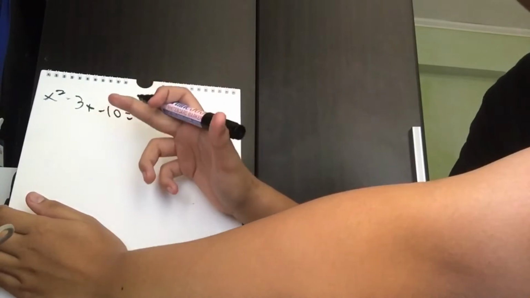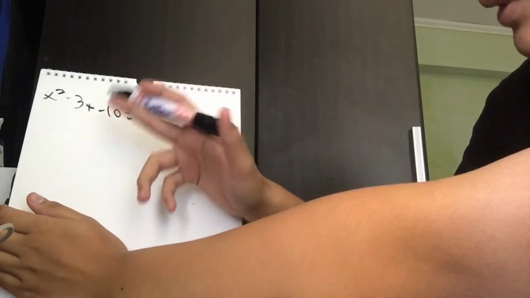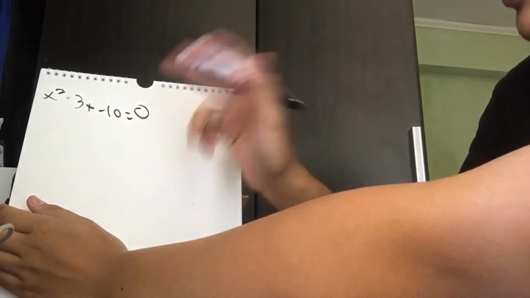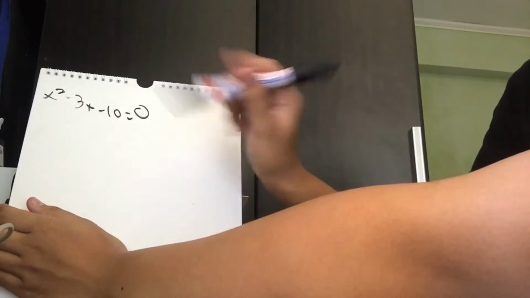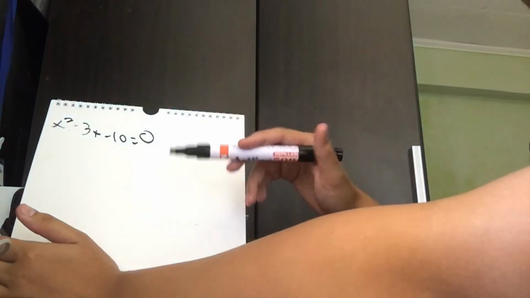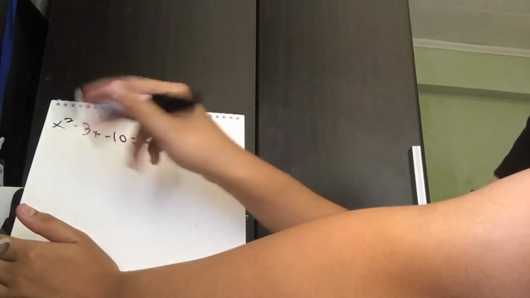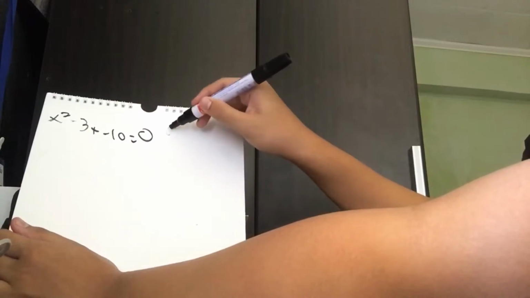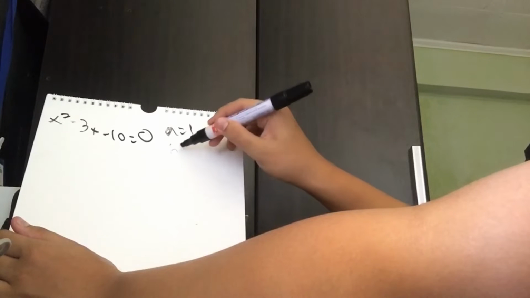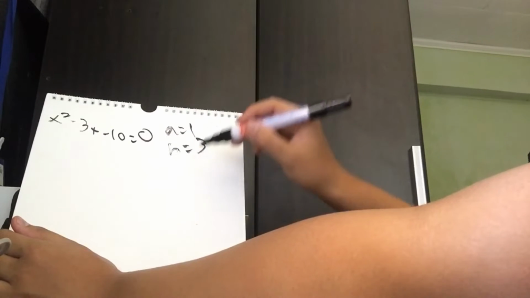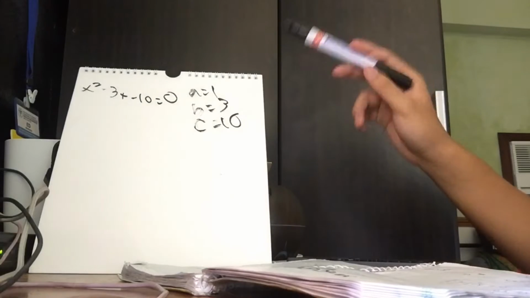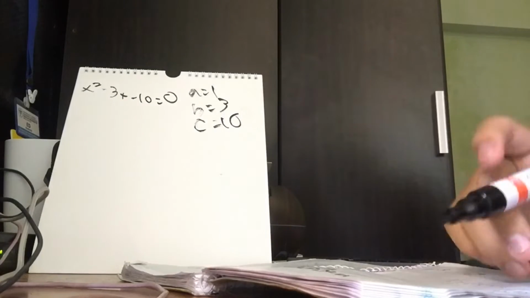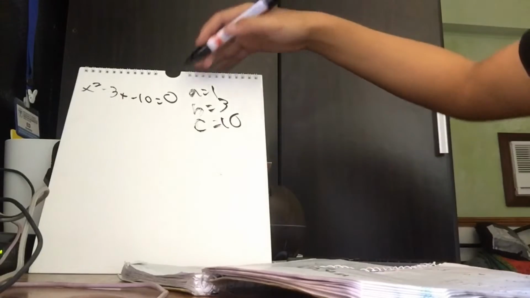This is going to be our first problem. It's already in standard form, so you don't need to convert it. First, we're going to find the values of the numbers. So the value of a is 1 because this is x, and the value of b is 3, and the value of c is 10. But the values also need to have their signs. So since our b and c are negative, we need to put -3 and -10.